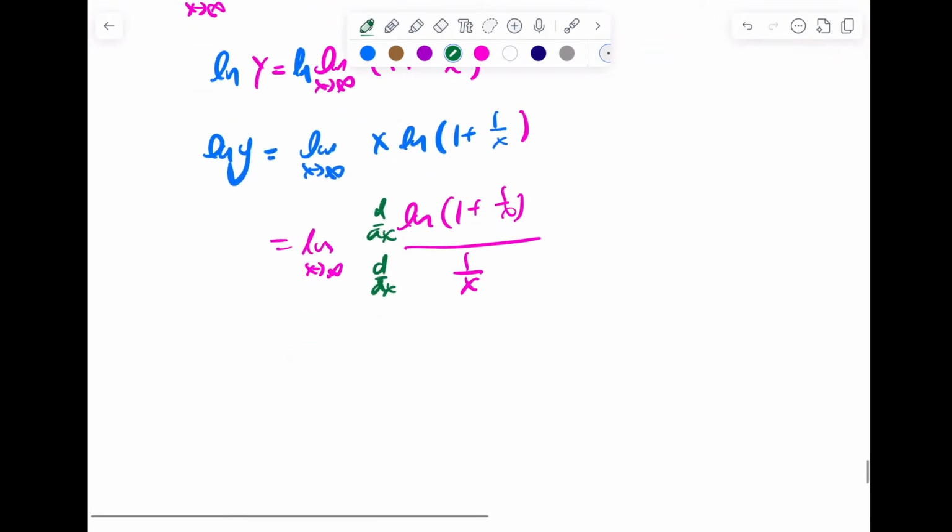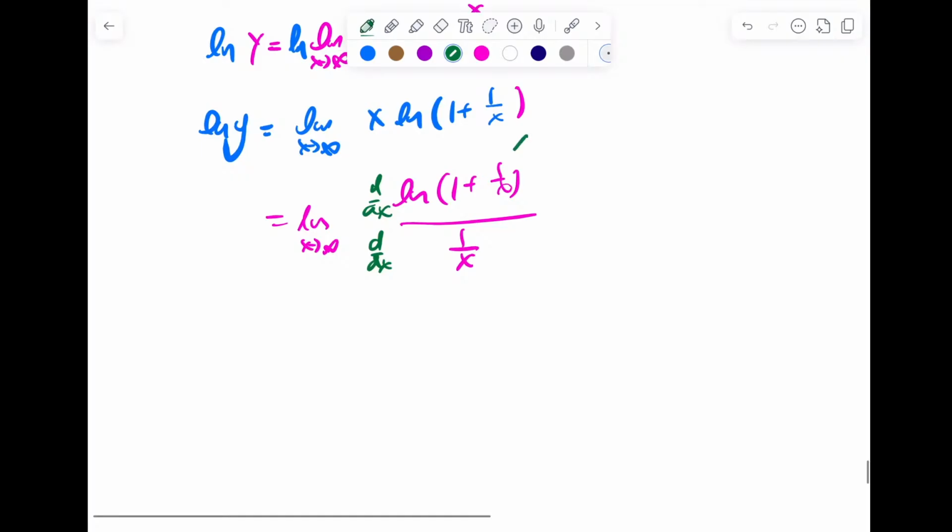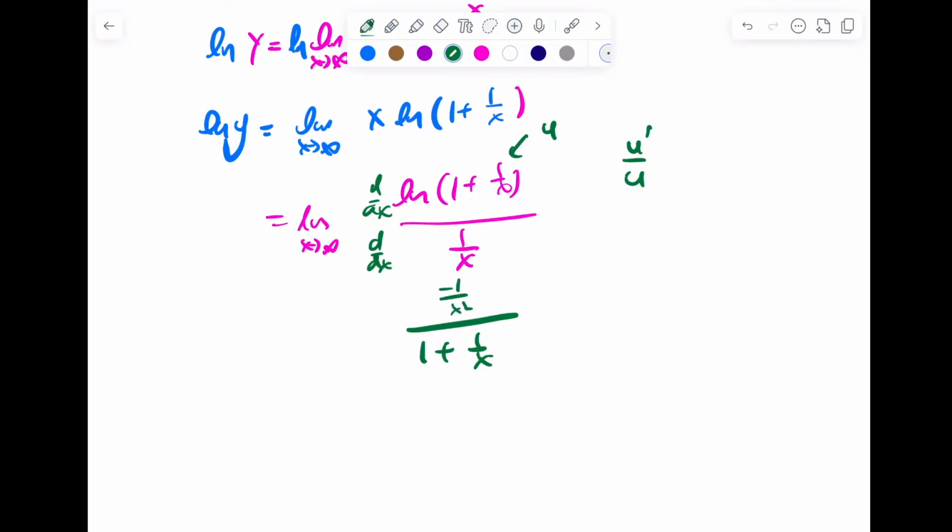So now I take a derivative. If I take a derivative, this one is u, right? So the derivative of that is u prime over u. So I'm going to do u on the bottom. u prime is taking the derivative of 1, which is 0, and the derivative of 1 over x is -1 over x squared. Is that okay? And I'll take the derivative on the bottom as well, it's -1 over x squared.